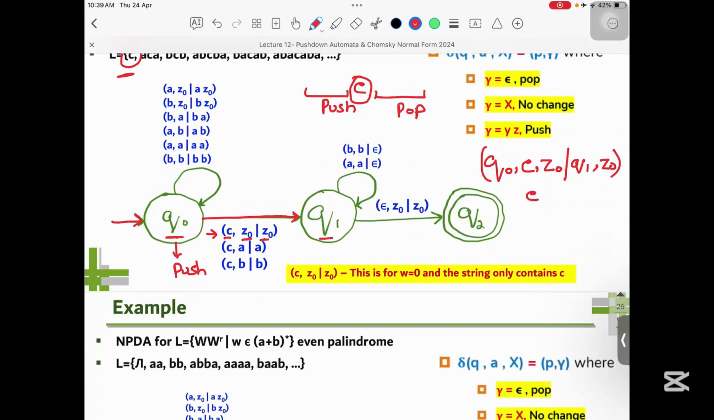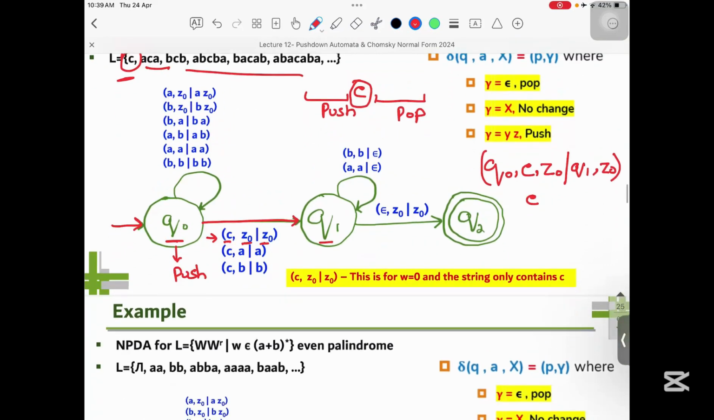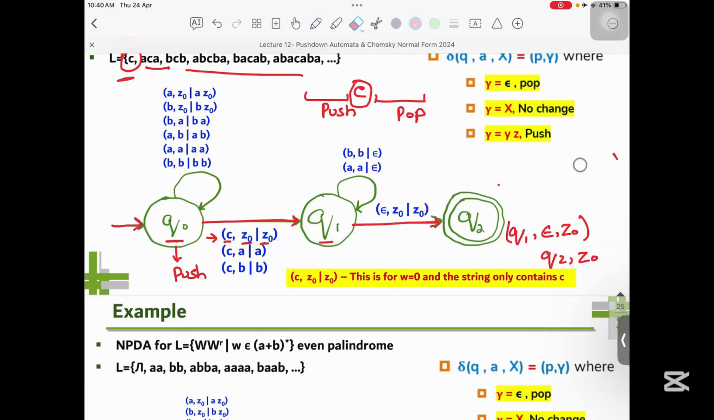As I told you, at the end of every input we have an empty symbol. So when you are in Q1 and you receive an empty symbol with Z0 on the stack, you just move to another state and don't do anything. This is Z0, and khalas, it will be accepted. So this is for the simple C.